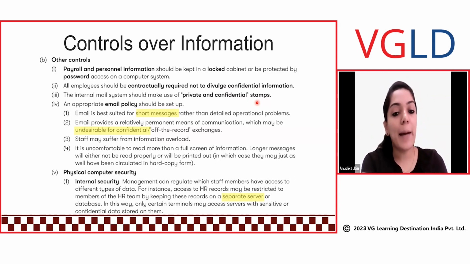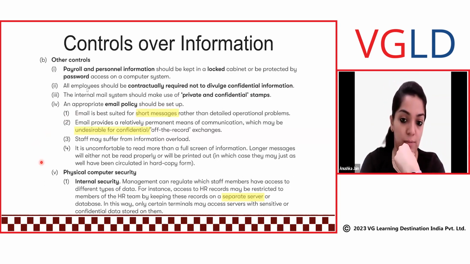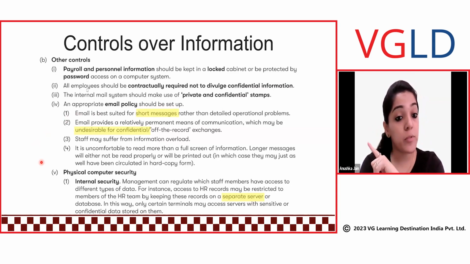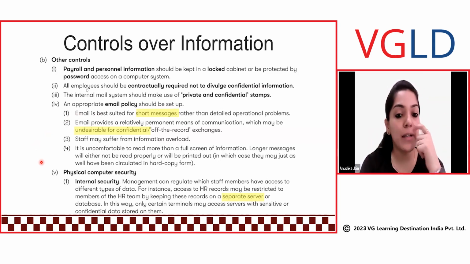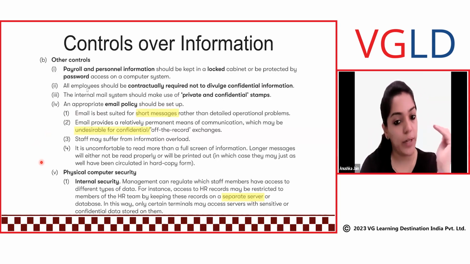Next, an appropriate email policy should be set up. Email, what is the best email policy? Let's have a look at the sub points. First, email is best suited for short messages rather than detailed operational problems. Detailed operational problems should be included in procedural manuals. Okay, emails, they should be short, addressing a few points. You should not be writing essays in emails.